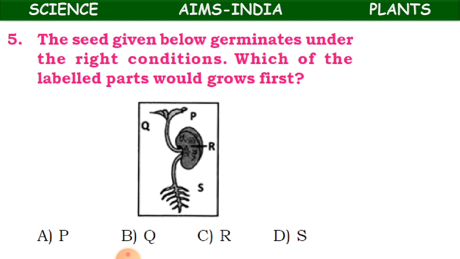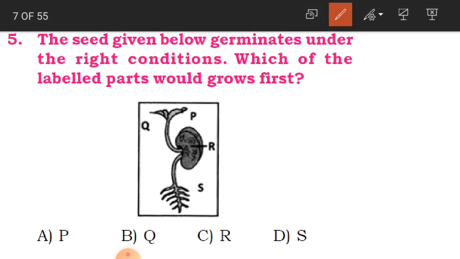Which of the labeled parts would grow first? Here you have P, R, S, Q. Okay children, these many parts. This part represents P, this one R, this one Q, and this one S.